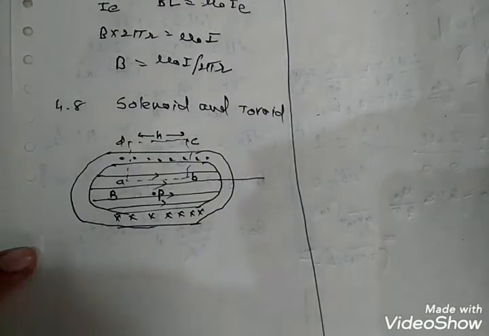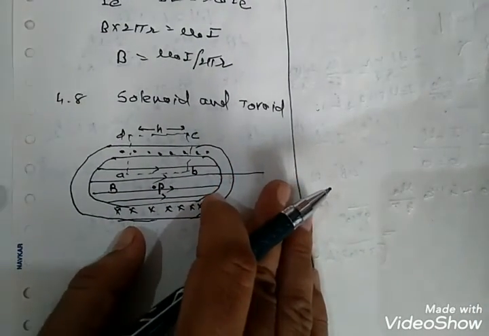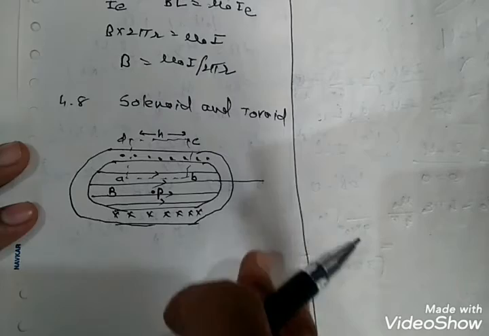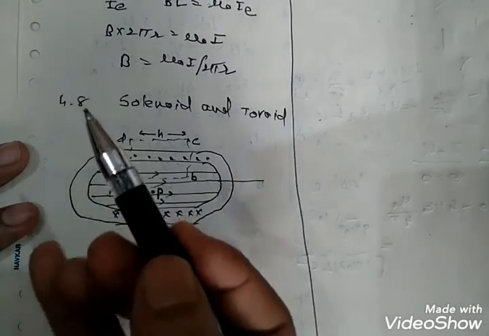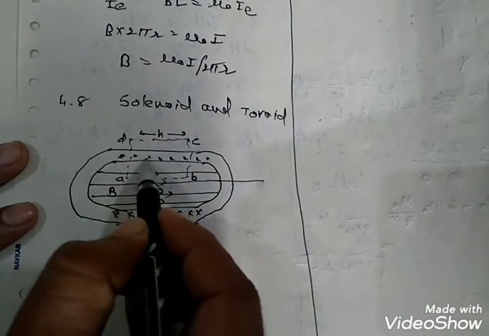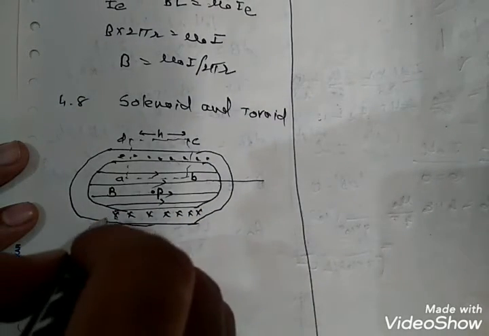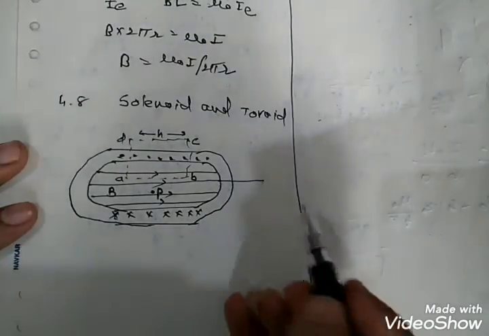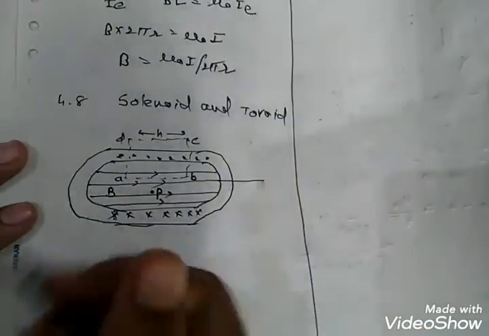Topic 4.8, solenoid and toroid. First, this is the picture of a solenoid. In the ideal situation, the field outside the solenoid approaches zero. Here the dot represents the direction of the magnetic field outward to this face, and the cross is inward to the direction of the magnetic field. The direction of the magnetic field is given by the right hand thumb rule.